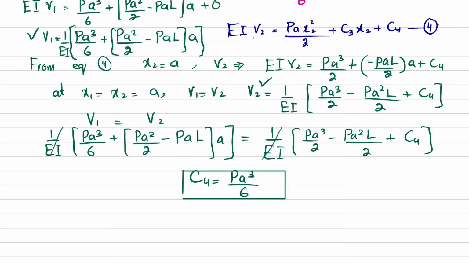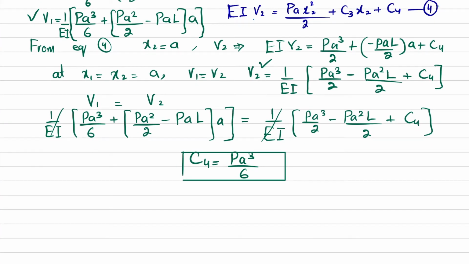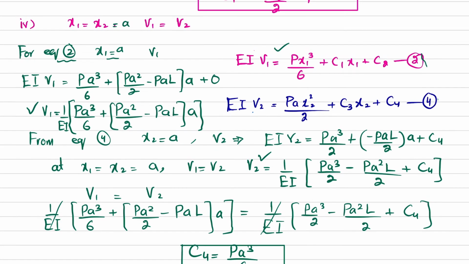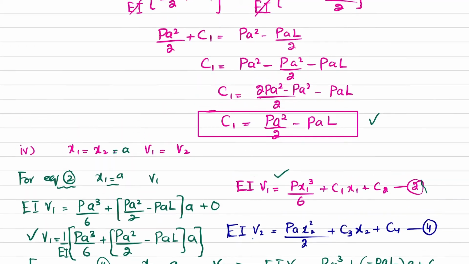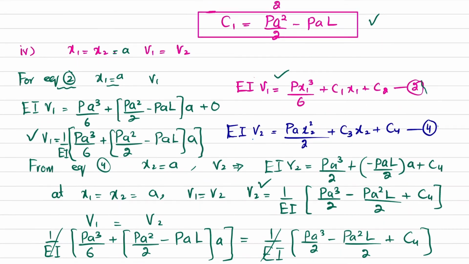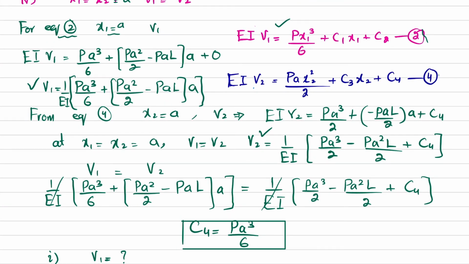Okay. Now you have all the values C1, C2, C3 and C4. So the first part is you have to find the equation of elastic curve for v1. Clear? That equation of elastic curve is this equation 2. This equation 2 is for v1. So you can put the values of C1 and C2 in this equation.